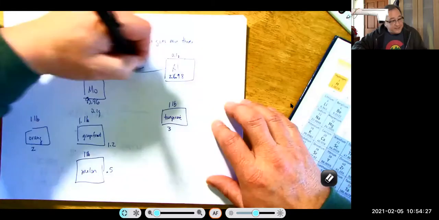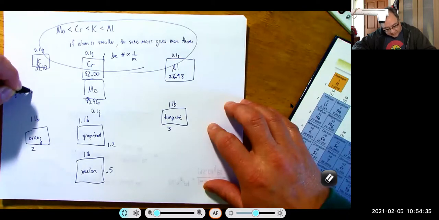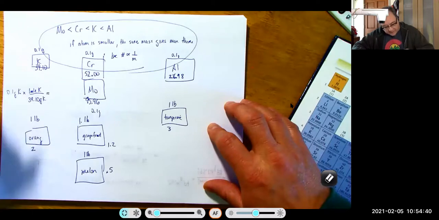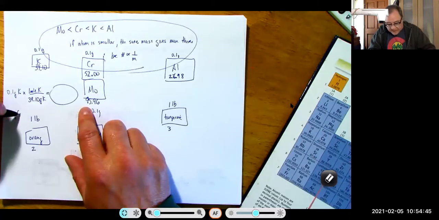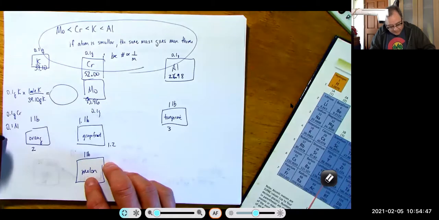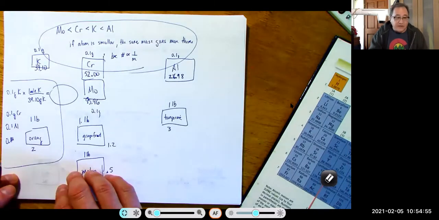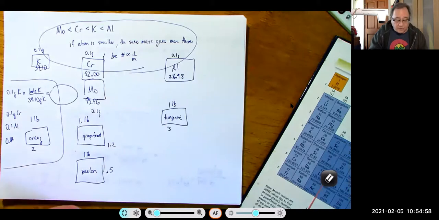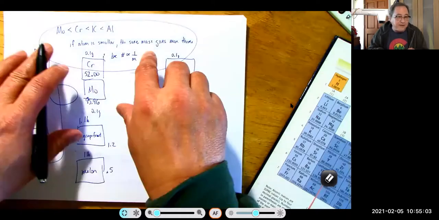Or you could do this. 0.1 gram of potassium times 1 mole of potassium over 39.10 grams of potassium is equal to, and you get a number here. And then you do the same thing for chromium, and for aluminum, and for molybdenum. So you could show 4 calculations and say, okay, here are the numbers, and this number is bigger than this one, and so forth. Or you could do a little explanation, but your reasoning has to be very sound.